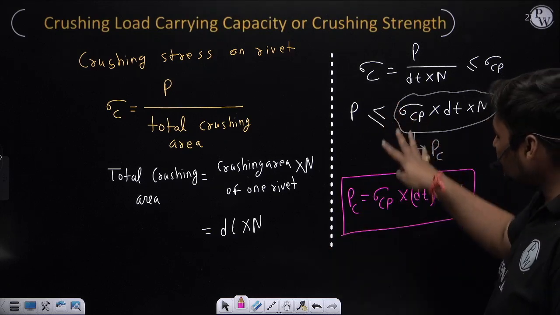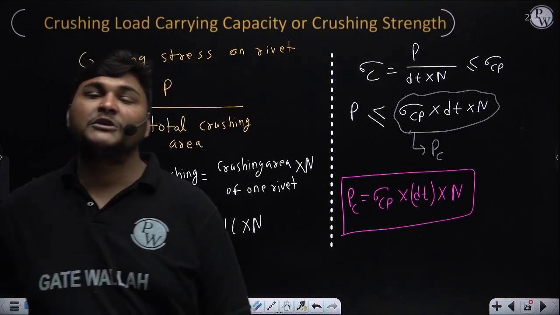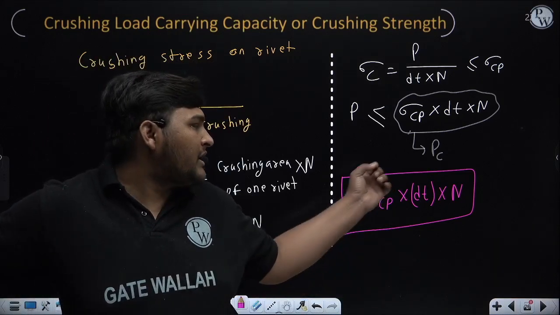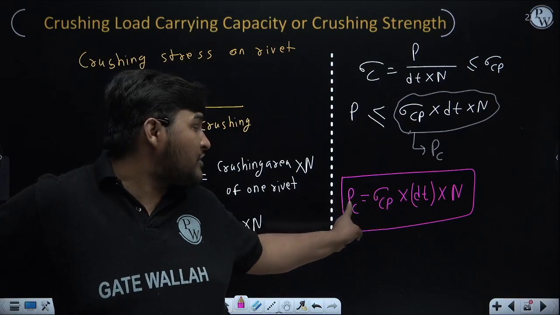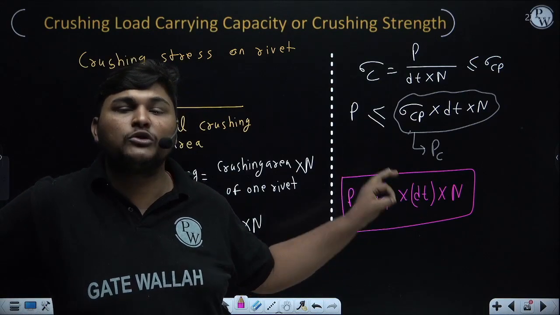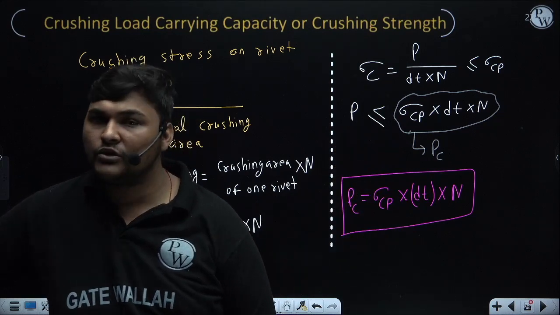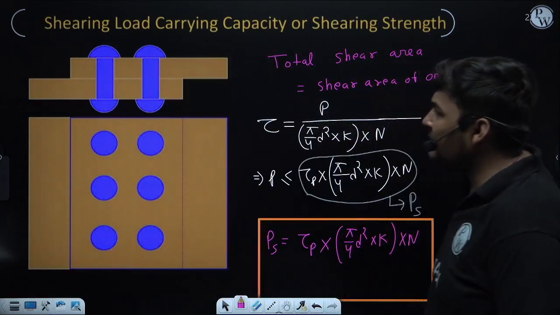If you understand this, you can easily write this expression. You only need to remember that when you are writing the expression of load carrying capacity, equate actual stress with permissible stress. It is not the actual load, it is the load carrying capacity to avoid crushing failure. It means the actual load should be either equal to PC or less than PC to avoid crushing failure. So very simple. I am first summarizing all this discussion.